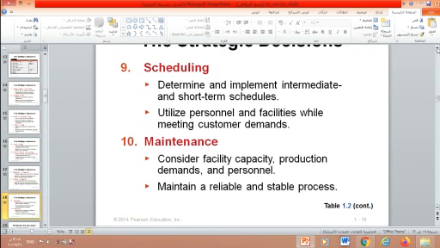Okay, and the last one is maintenance. Consider facility capacity, production demands, and personnel. Maintain a reliable and stable process. So maintenance here is very important in order to ensure that the process is reliable and more stable, in order to provide the goods and services more efficiently and effectively for the customer and at the needed time.